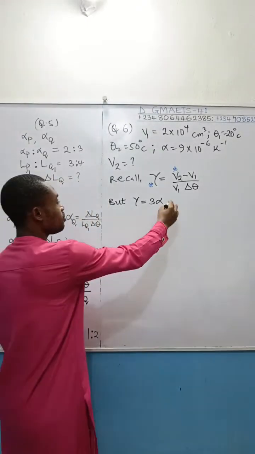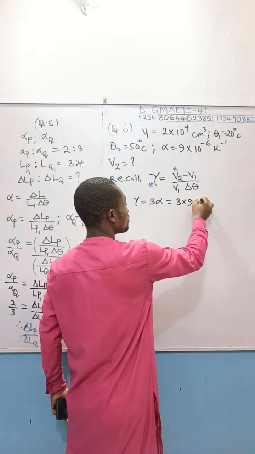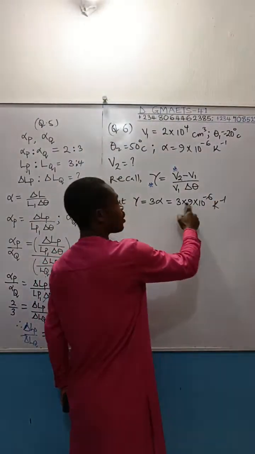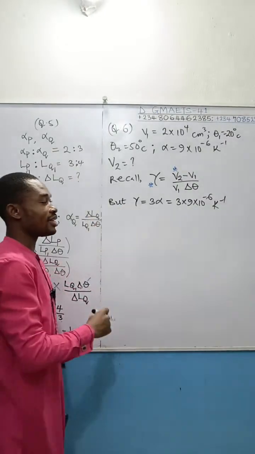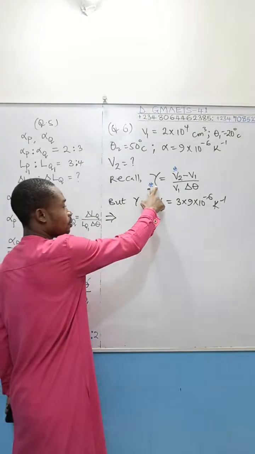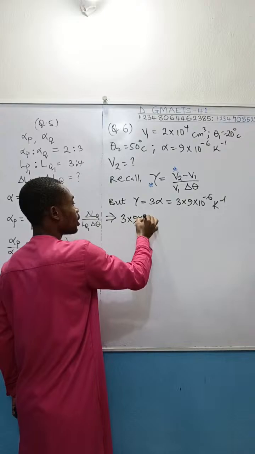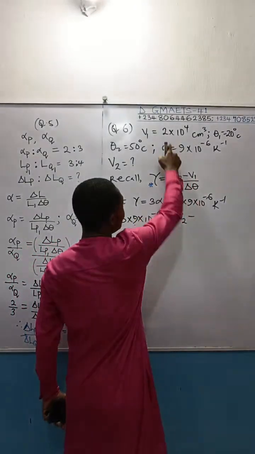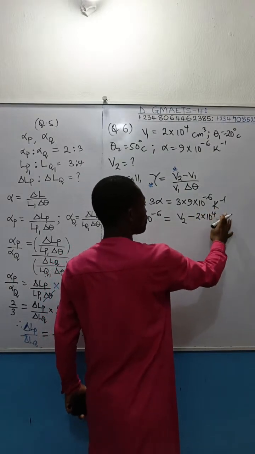So with this, it means that our cubic expansivity is 3 times 9 times 10 to the power of minus 6 per Kelvin, which of course is going to give us 27 times 10 to the power of minus 6 per Kelvin. But I don't want to multiply here. Let's just leave it like that and then substitute here. In place of this cubic expansivity, I'm going to fix 3 times 9 times 10 to the negative 6 power. Then V2 minus V1 is 2 times 10 to the power of 4.